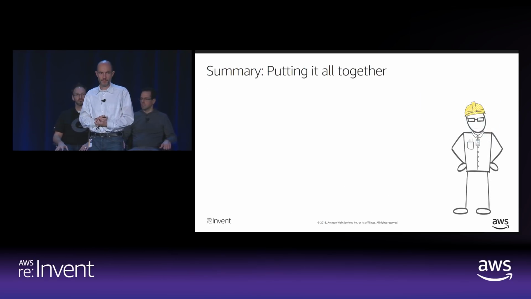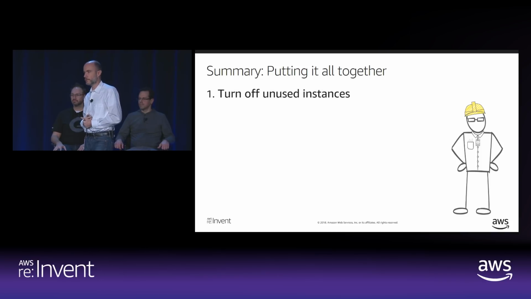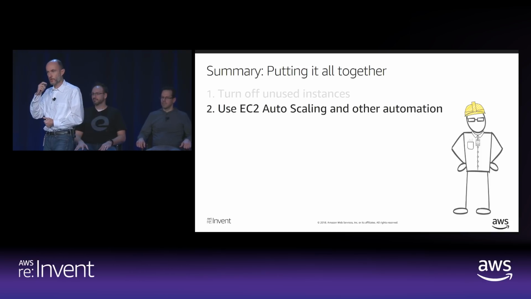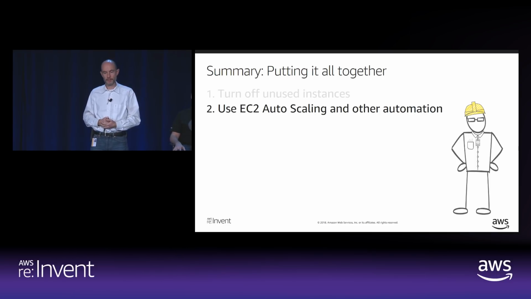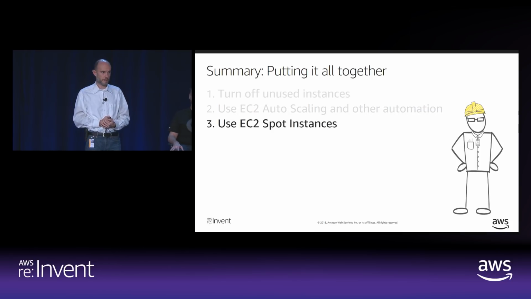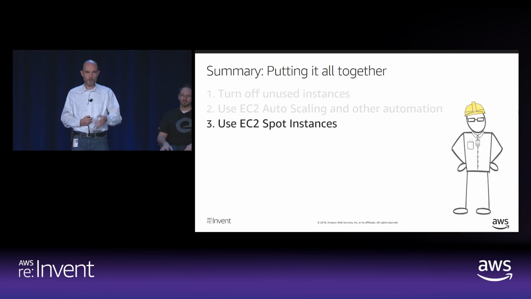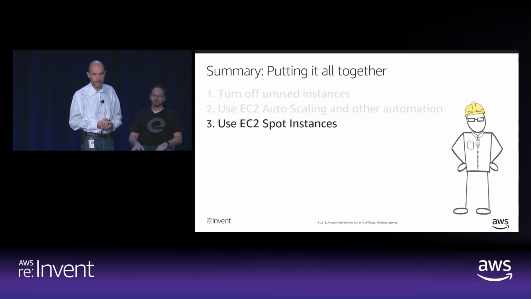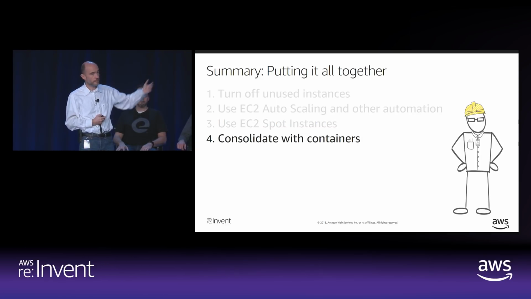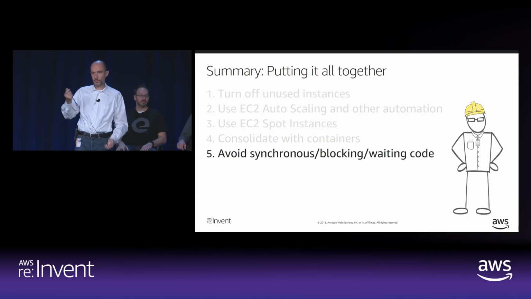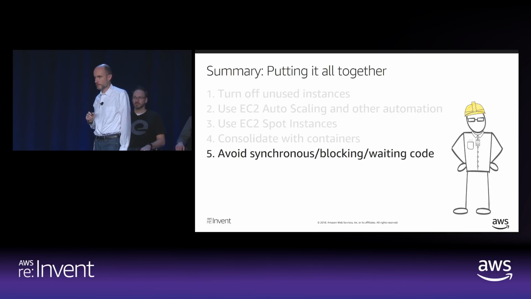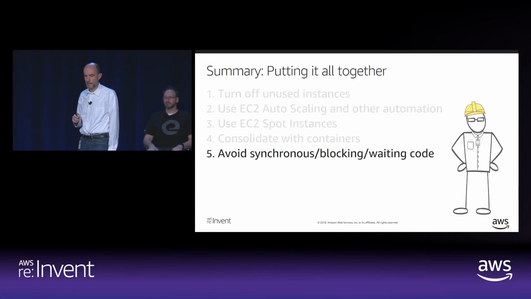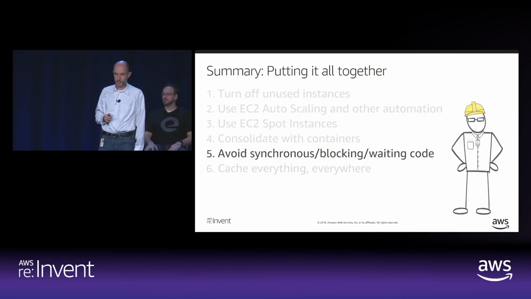So time to summarize now. Let's put it all together. Easiest way is turn off those unused instances. Make sure you automate as much as possible, and the simplest way to automate is by introducing autoscaling into your architecture. Use spot instances. Very easy to administer, now automatically supported by autoscaling. Consolidate with containers. And when you use serverless, Lambda, try to avoid those wait times that can be introduced by synchronous calls. Try to go as asynchronous as possible, and you can use step functions to do that.